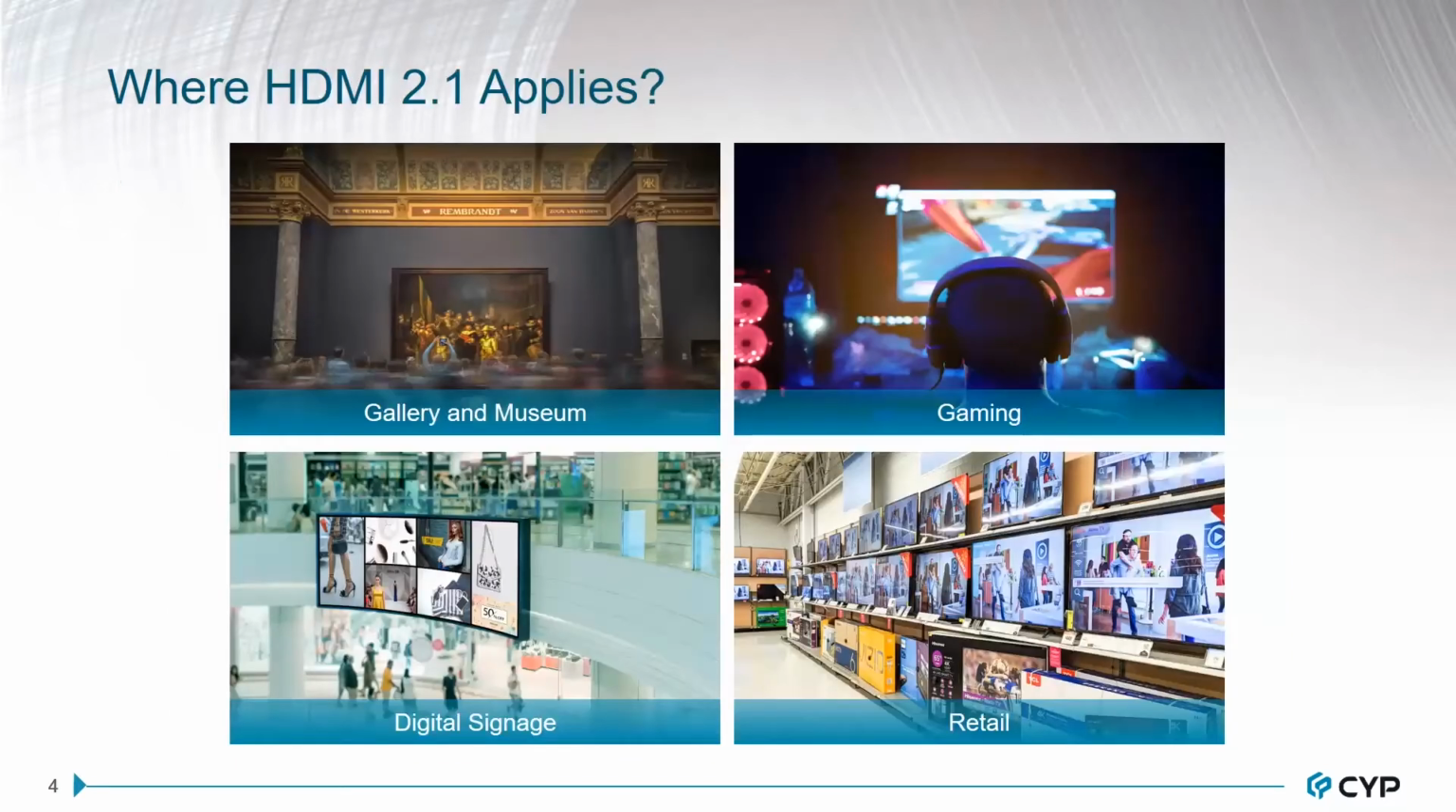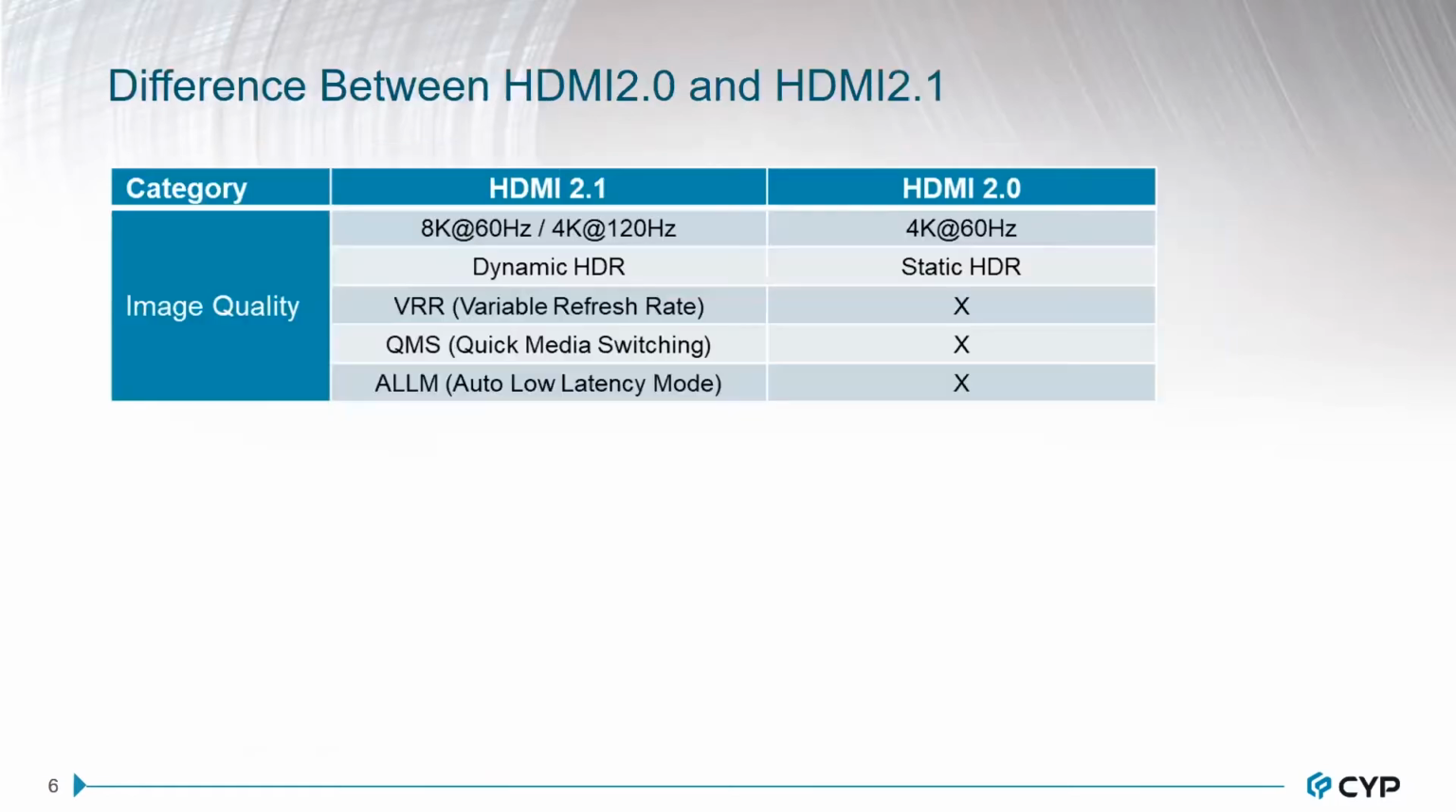So where can HDMI 2.1 apply? In galleries and museums, HDMI 2.1 gives visitors a better experience with its high resolution. For gaming, with the advent of PS5 and Xbox Series X, HDMI 2.1 products make a splash in the market. With its enhanced low latency features, it makes users feel personally on the scene. HDMI 2.1 can also be used in digital signage and retail to show off the latest products.